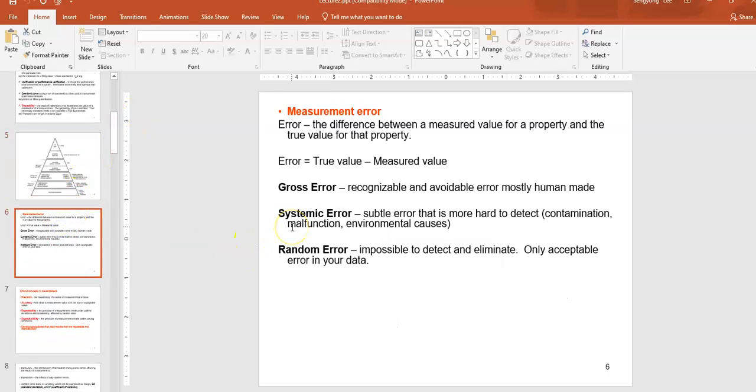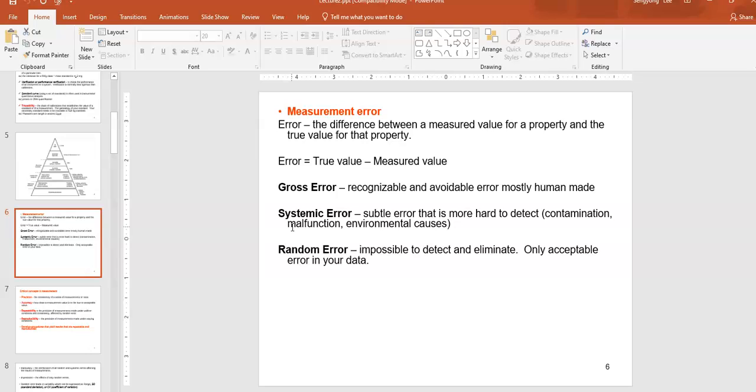Okay, when you take any kind of measurement, how much error is allowed and what kinds of errors exist? The definition of error is the difference between the measured value and the true value of whatever that property is. That's the error, of course. So true value minus measured value, that's the error. Error can come from different sources.